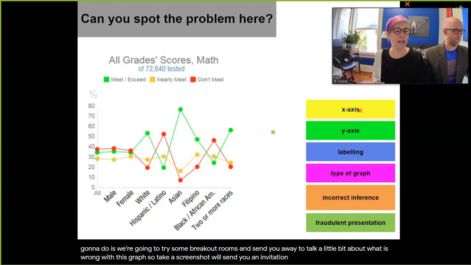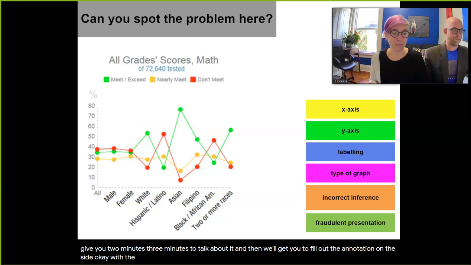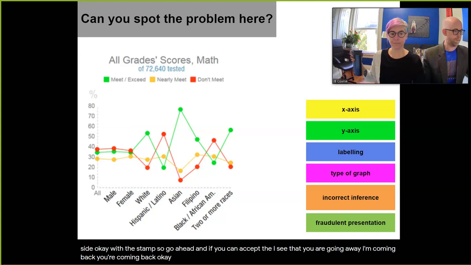Open all rooms. We'll give you 2 minutes, 3 minutes to talk about it, and then we'll get you to fill out the annotation on the side, okay, with the stamp. So go ahead, and if you can, accept the invitation. I see that you are going away. I'm coming back. You're coming back, okay. See if you can figure out some of the things that are wrong with this graph.